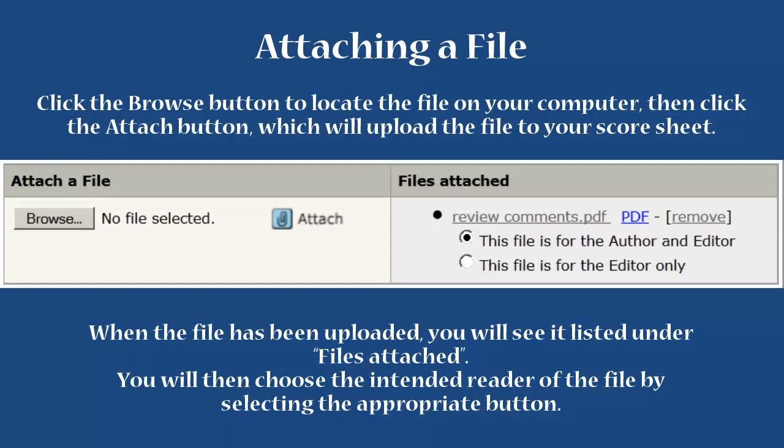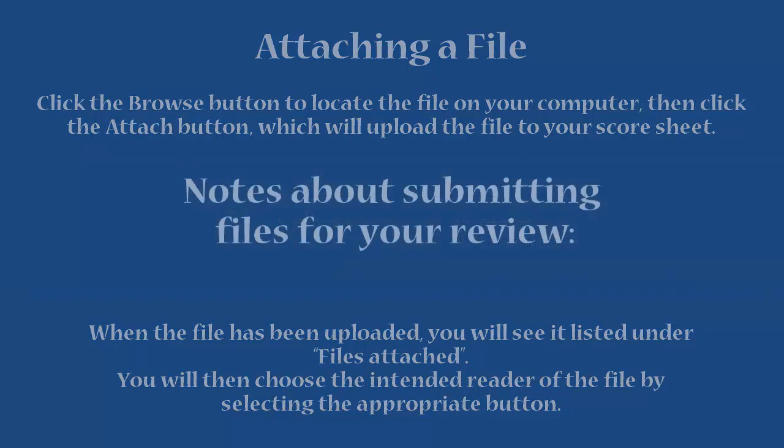When you need to attach a file, click the Browse button to locate the file on your computer. Then click the Attach button, which will upload the file to your score sheet. When the file has been uploaded, you will see it listed under Files Attached. You will then choose the intended reader of the file by selecting the appropriate button.